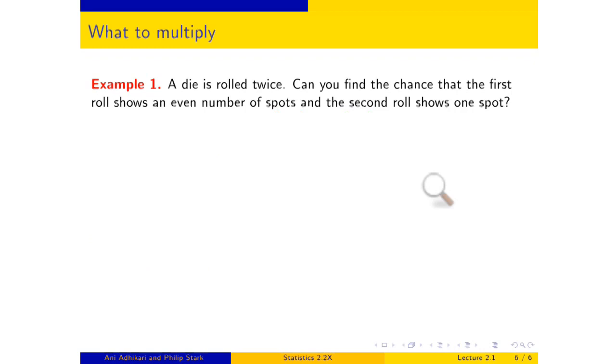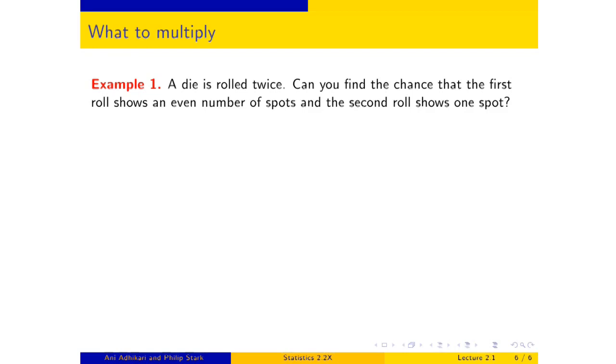So we'll take a look at 2 examples just to nail this down, and then we'll move on to a calculation that will stay with us till the end of the term. Right, a die is rolled twice. Can you find the chance that the first roll shows an even number of spots and the second roll shows 1 spot? I remind you, a die has 6 faces with 1, 2, 3, 4, 5, 6 spots on them.